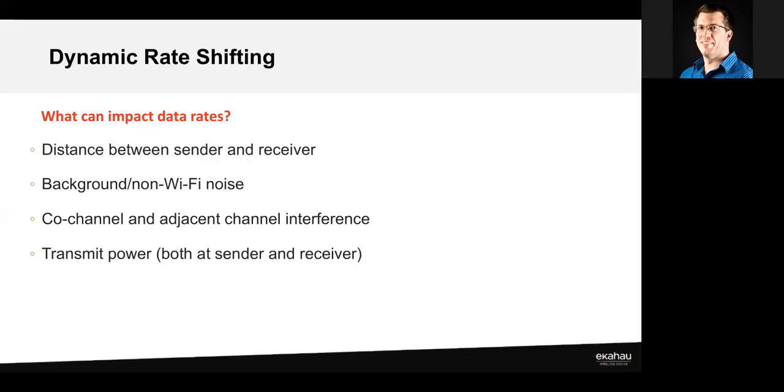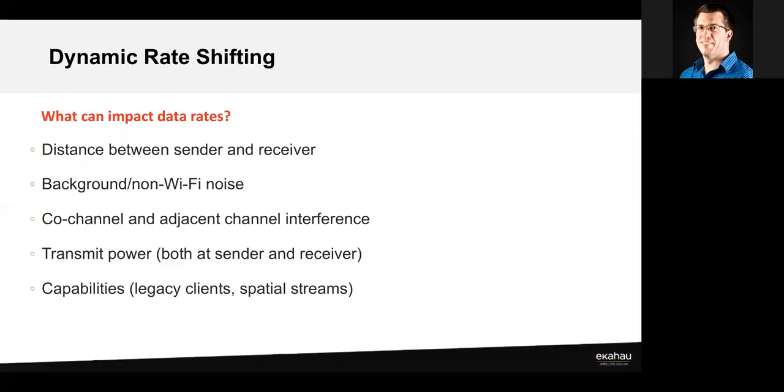Transmit power, again, also comes back to the signal part of the equation of signal-to-noise ratio. You could have an imbalance in transmit power between your access point and your wireless device. If your wireless device can't transmit back and get any acknowledgements from the access point, it might try and retransmit at a lower data rate to try and make sure that transmission gets through to the AP.